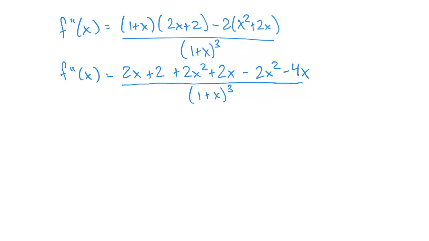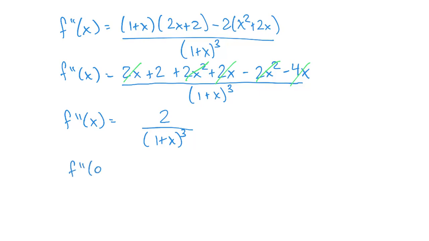So you can see that we have a 2x squared and a negative 2x squared. We have positive 2x and negative 4x. So 4x minus 4x is 0. So those are gone. So our final simplified version of our second derivative would be 2 divided by 1 plus x quantity cubed. So now it asks us to evaluate the second derivative at 0 and at 2.